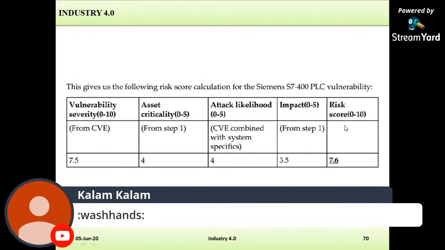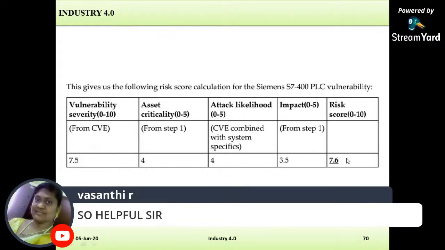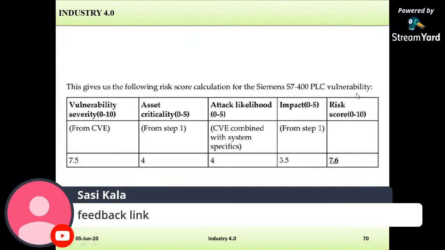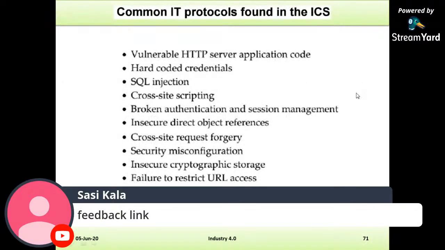So the average score on a 0 to 10 scale comes to 7.6 according to the S7-400 PLC vulnerability. We are going to connect the S7-400 PLC system with our network, where the risk score is 7.6. Based on that, you are going to create firewalls, and security measures will be taken into account.